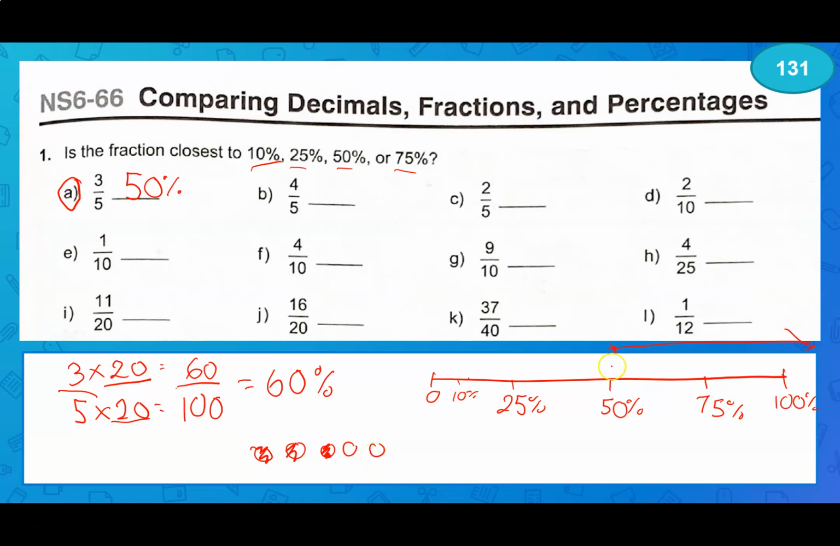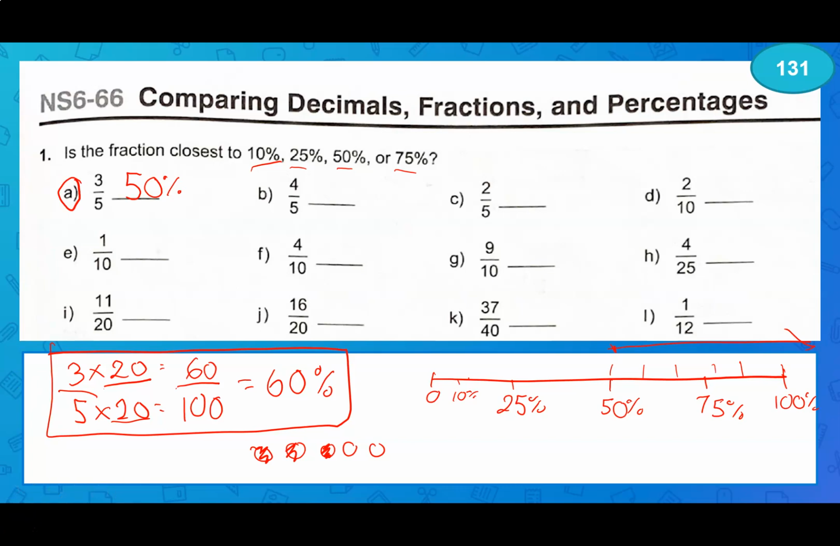So if I divide this whole section into 5, is that 5? 1, 2, 3, 4, 5. I know that it's going to be somewhere in here. So that is another way to think about it, but you may find it easier to create an equivalent fraction instead.